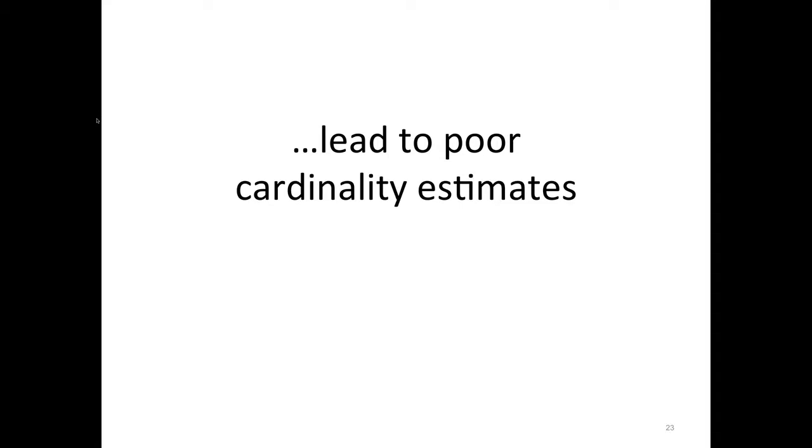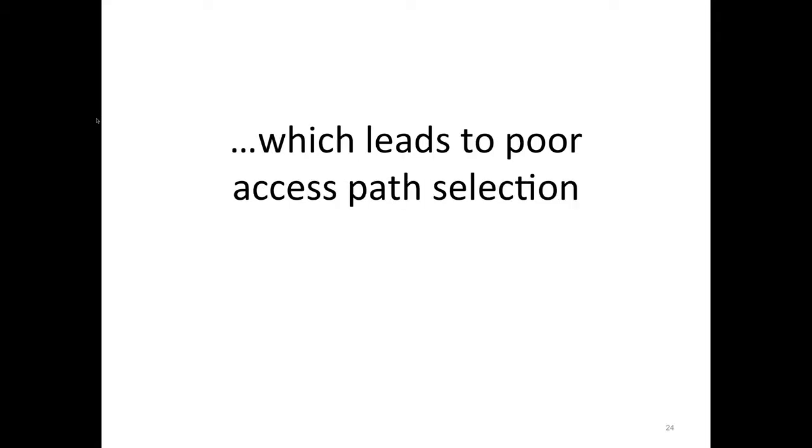Imagine with some of our examples that I just showed you, what if the statistics had been incorrect? What if it said there were 1,000 districts instead of 12? It would come back with very different estimates than were made when it thought there were only 12. So if the statistics that are in place for the optimizer to use in its calculations are off, that's going to give you poor cardinality or row estimates.